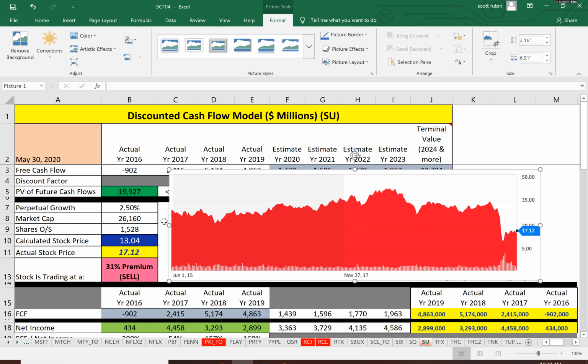So some analysts you'll find will say buy this stock, and others will say sell this stock. But each analyst uses their own model and their own assumptions. But you never actually see their model.